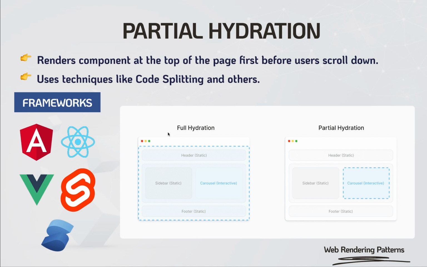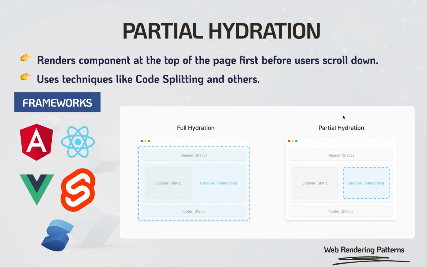So when it comes to full hydration, we basically have to hydrate everything at once, every part of the page, even if the users are not currently on that particular part or might not even scroll there. So to save time and memory, that is where partial hydration comes in.